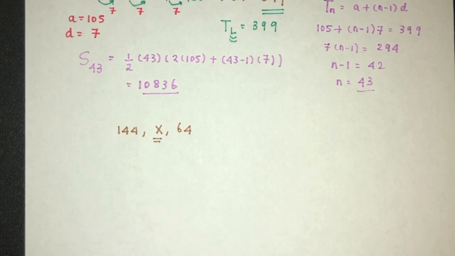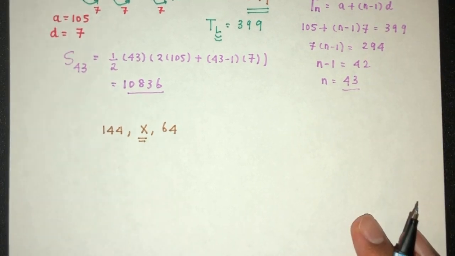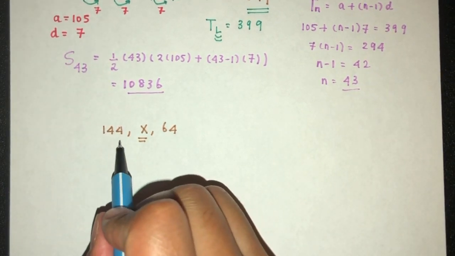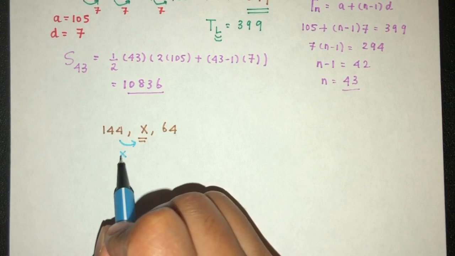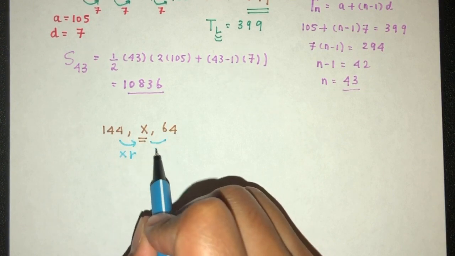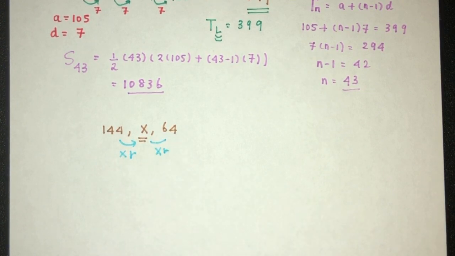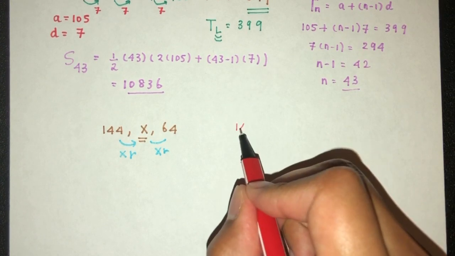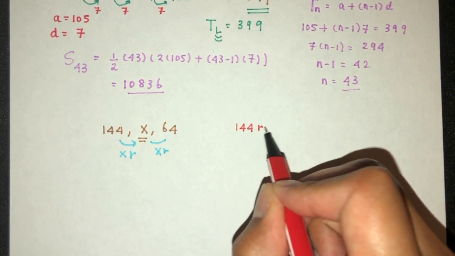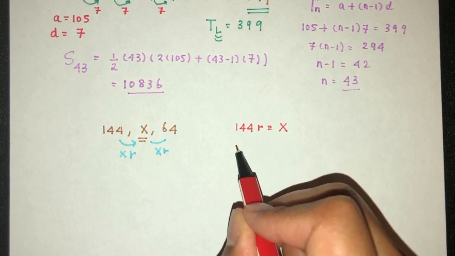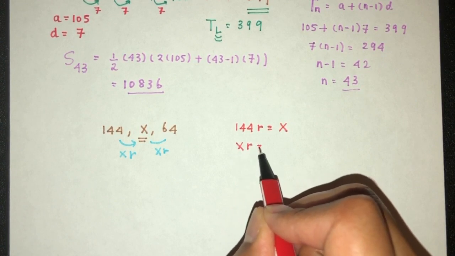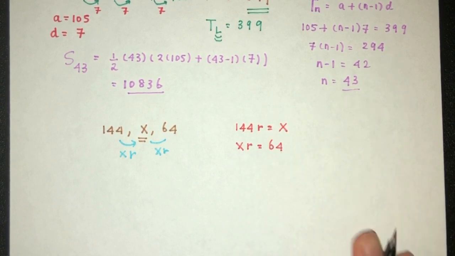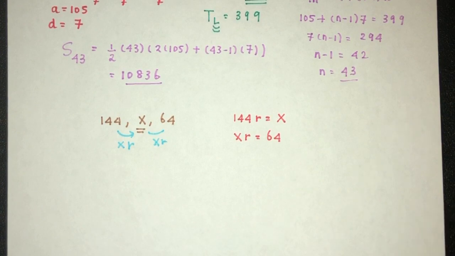Something is missing here: we need to find the common ratio. To find the next term, we always multiply by a common ratio, and the same thing applies here. So we can form an equation. 144 multiplied by r gives x, and x multiplied by r gives 64. So here we have two equations we can solve simultaneously.